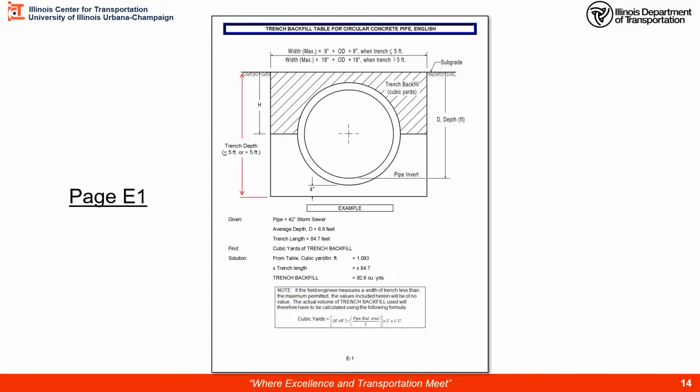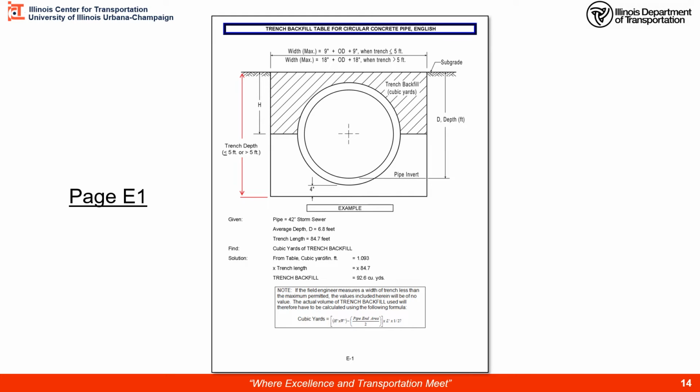Let's go to page E1 of the DOT guide and talk about the conditions needed to use the trench backfill tables. First of all, let's notice the depth of the trench itself. There's a key factor of 5 feet. That controls the pay width that we will pay for on the width of the trench. So if it's a shallow trench, 5 feet or less, we will pay an aggregate backfill width of the diameter of the outside of the pipe plus 9 inches on each side. So that's our maximum pay width.